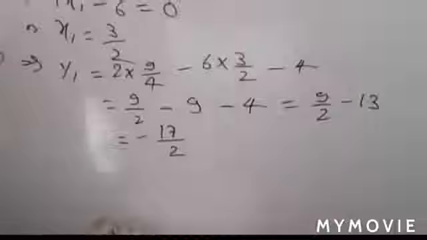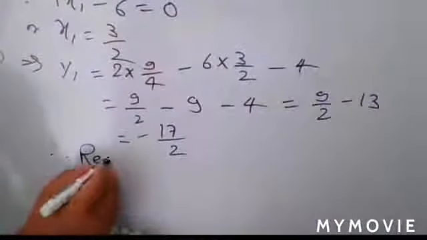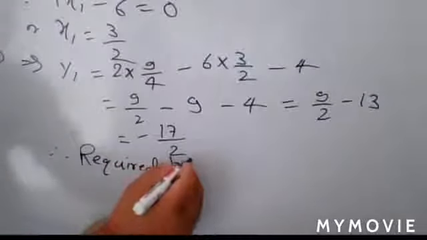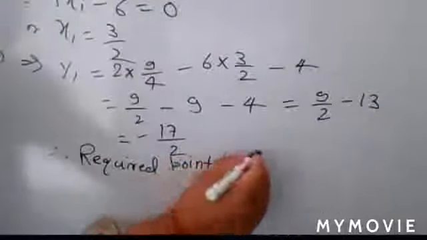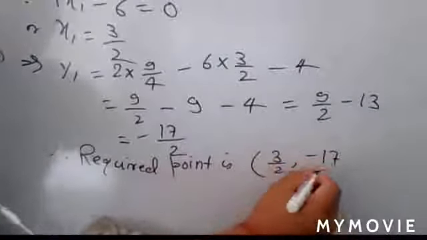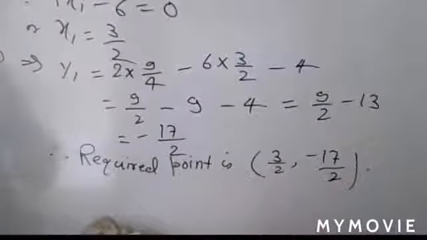So your required point, you can write in this way. So required point is 3 by 2 and minus 17 by 2. 3 by 2 and minus 17 by 2 is the required point.